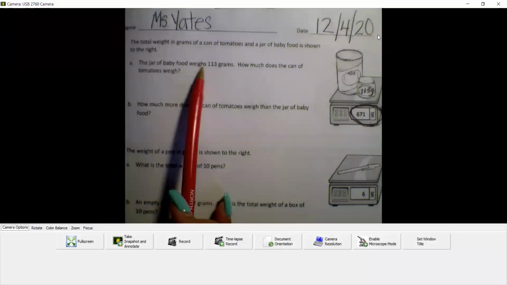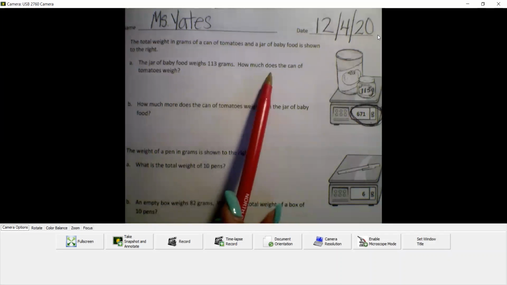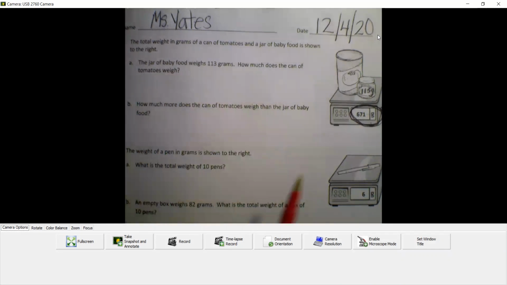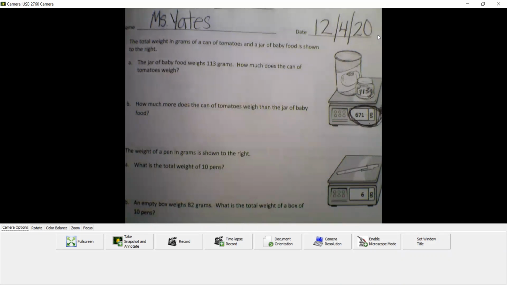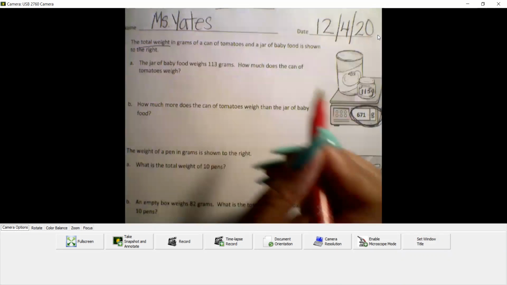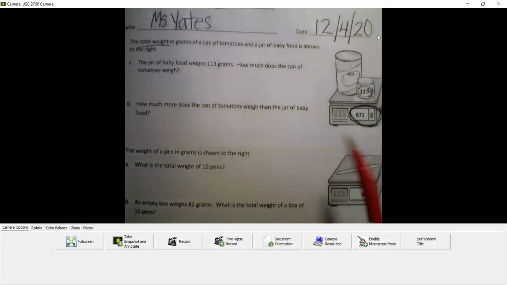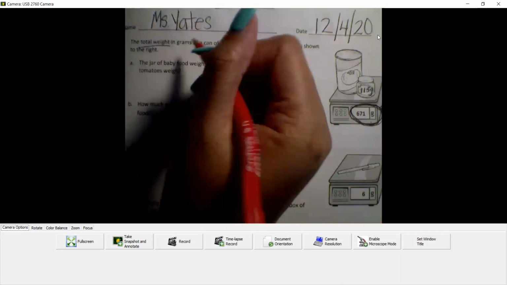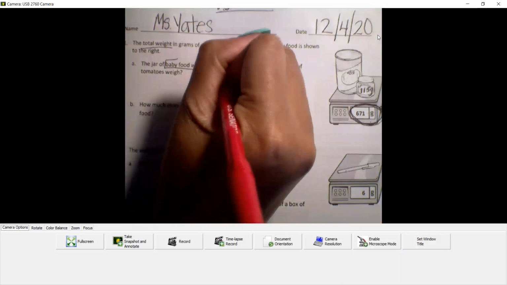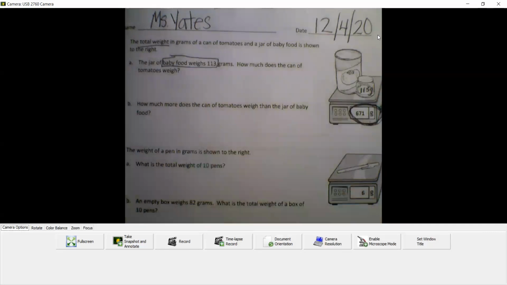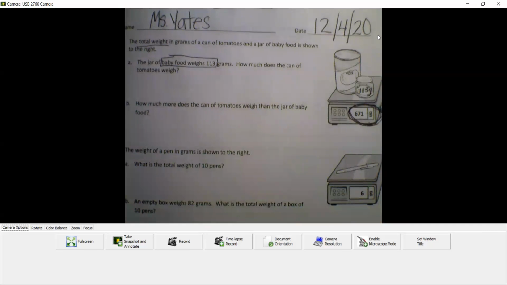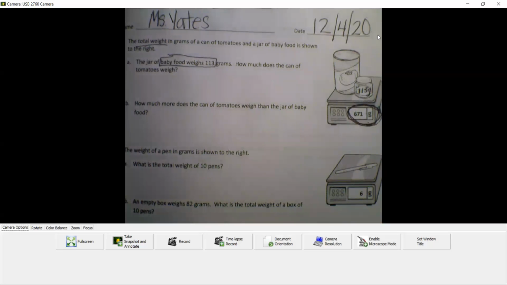The jar of baby food weighs 113 grams. How much does the can of tomatoes weigh? Okay, so is this an addition problem or a subtraction problem? Let's think about it. The total weight of both the tomatoes and the baby food is 671 grams. We already know how much the baby food weighs because it told us, and we need to find how much the tomatoes weigh. Is this addition or subtraction? Think about it for a second. Okay, if you said subtraction, you are correct.